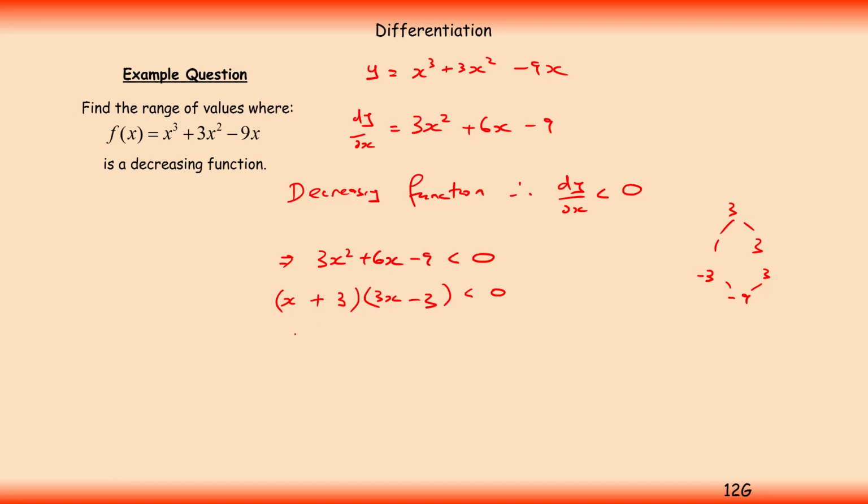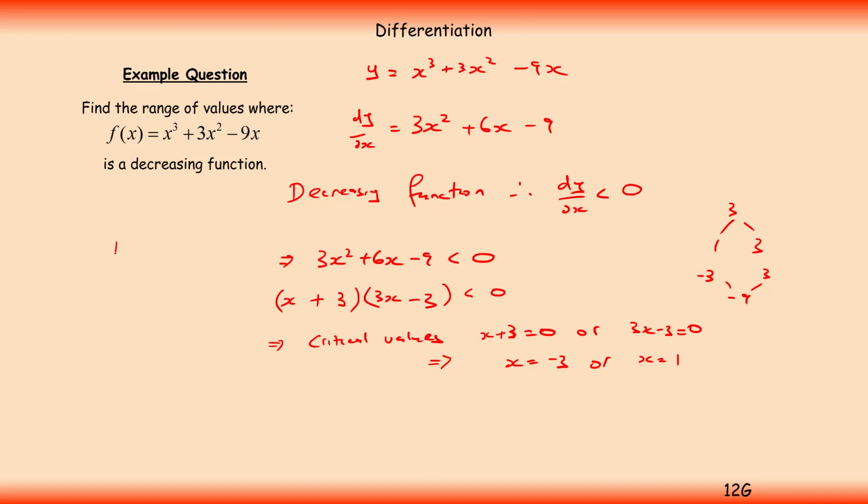Okay, so this implies the critical values are where either x plus 3 equals 0, or 3x minus 3 is equal to 0, which implies that x is equal to minus 3, or x is equal to 3 over 3, which is 1. So those are our critical values.